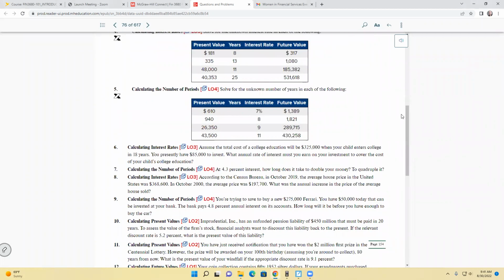Okay. On the last one here, let's do this. So we got 43,500, 43,258, 11% interest. How many periods are there for that? 33.87. 33, 22.